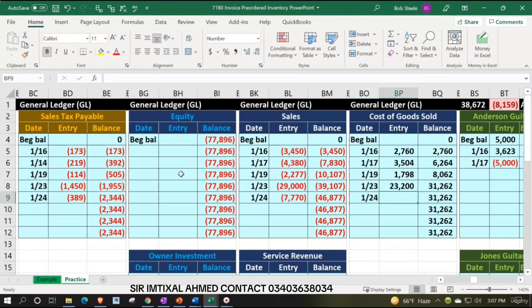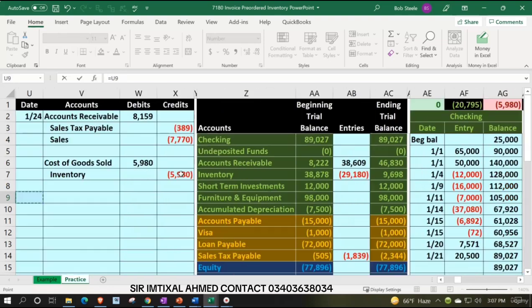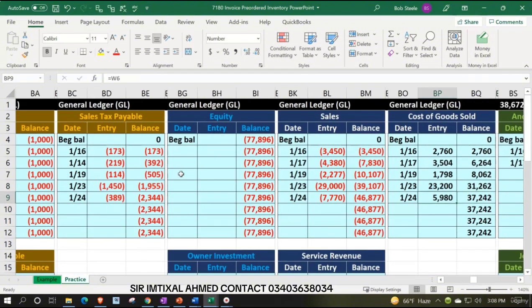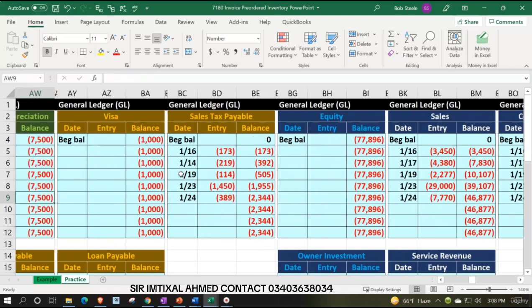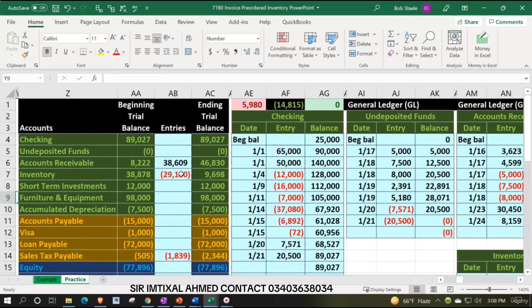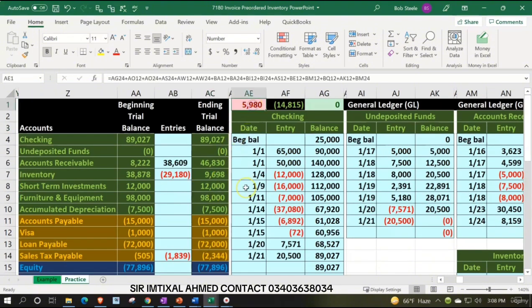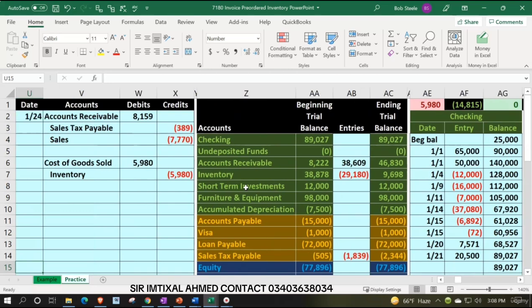We're in BP 9. Left to the wall till we hit that 9. Fist bumping the 9. And then we're going to say 5980. So the 31262 up by the 5980, taking us to the 37242. 37242 also on the trusty TB. And we see we're out of balance now by the 5980 until we record finally and lastly the inventory.